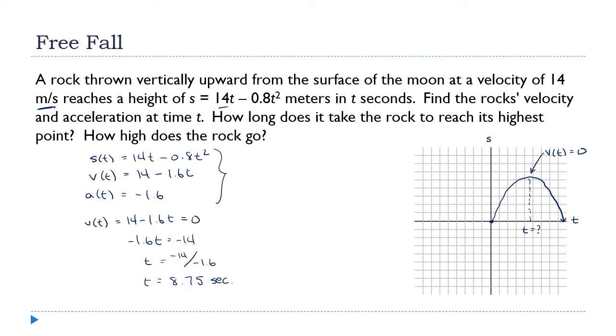Now the last part of the question: how high does the rock go? Well, I know how long it takes to get to this vertex, and I have our original function that tells me the height after a certain time. So I'm going to take 8.75 and use my height function to figure out the height at that time. So it'll be 14 times 8.75 minus 0.8 times 8.75 squared. And my calculator tells me this is 61.25.